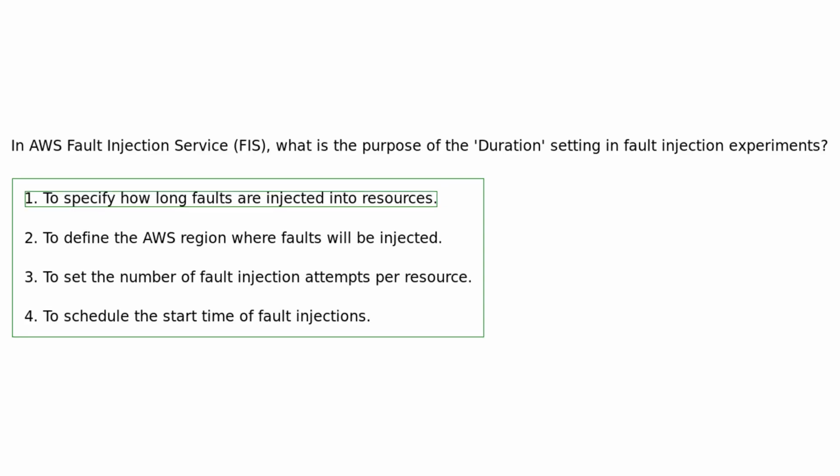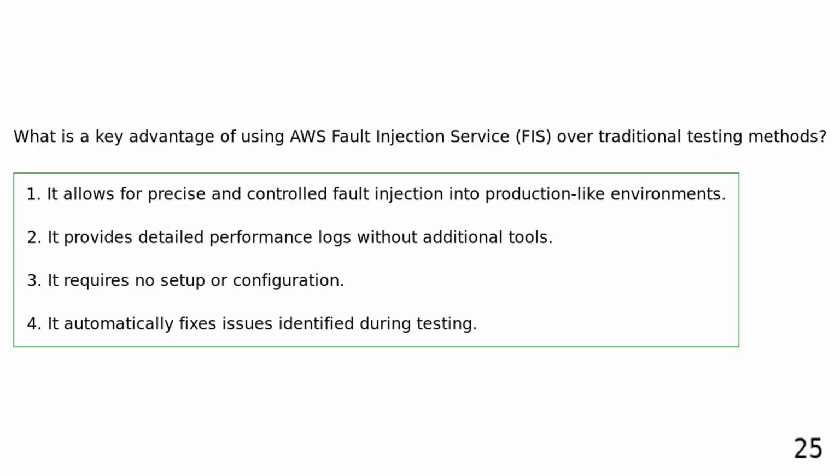The duration setting in AWS Fault Injection Service specifies how long faults are injected into resources during fault injection experiments. What is a key advantage of using AWS Fault Injection Service over traditional testing methods? It allows for precise and controlled fault injection into production-like environments. It provides detailed performance logs without additional tools. It requires no setup or configuration. It automatically fixes issues identified during testing.